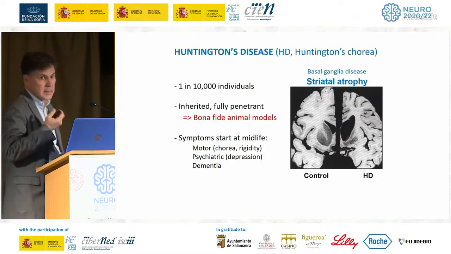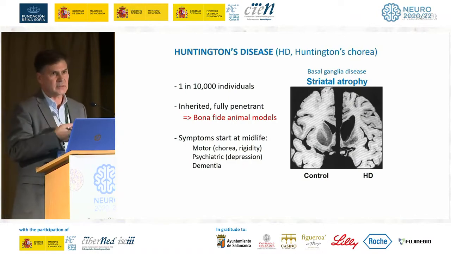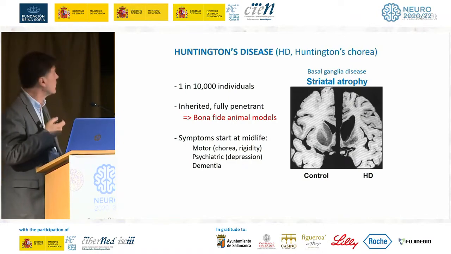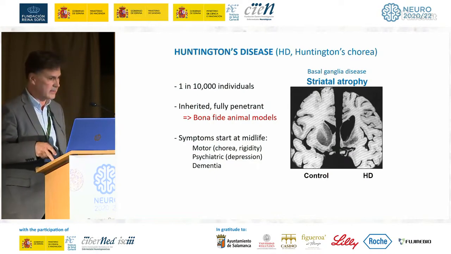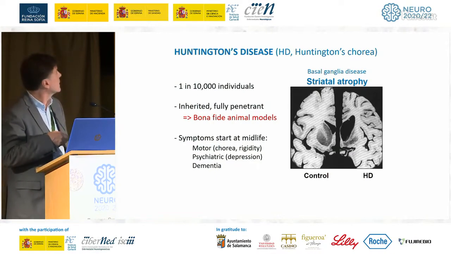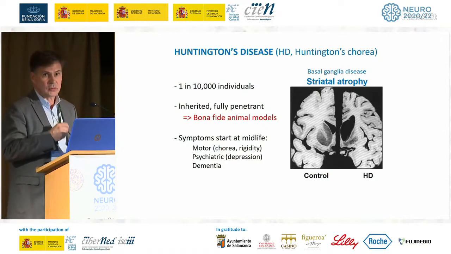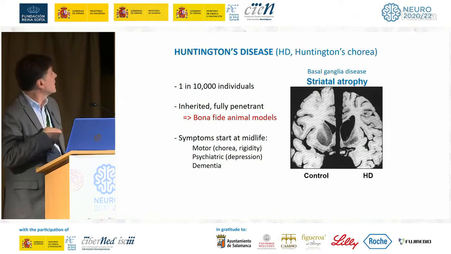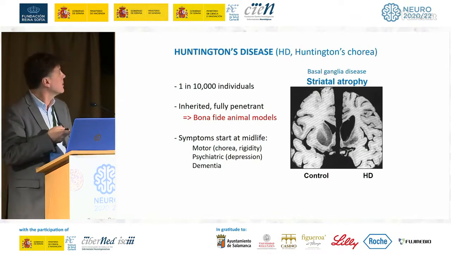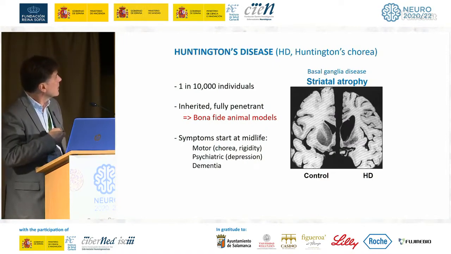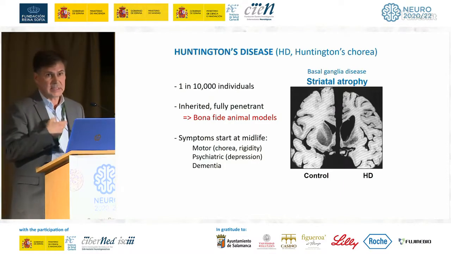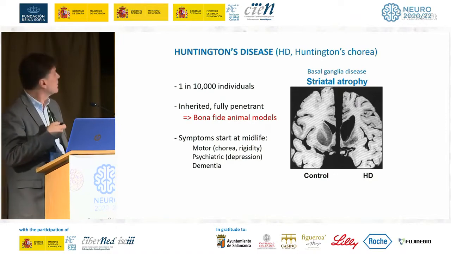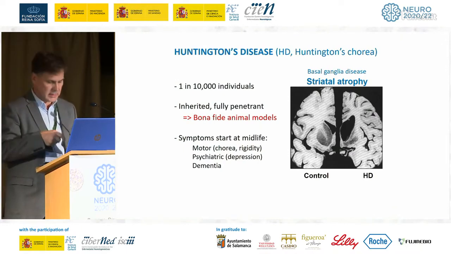So let me give you also, probably in this auditorium you don't need much introduction about Huntington's disease, but just to briefly remind you that this is a strictly inherited neurodegenerative disease, caused by a fully penetrant autosomal dominant mutation, and thus it has allowed the generation of bona fide animal models. The neuropathology affects mainly the basal ganglia. Particularly, there is an atrophy of the striatum and also a shrinkage of the cortex, and that basal ganglia pathology explains the symptoms that are mainly motor, but also psychiatric and eventually also dementia.